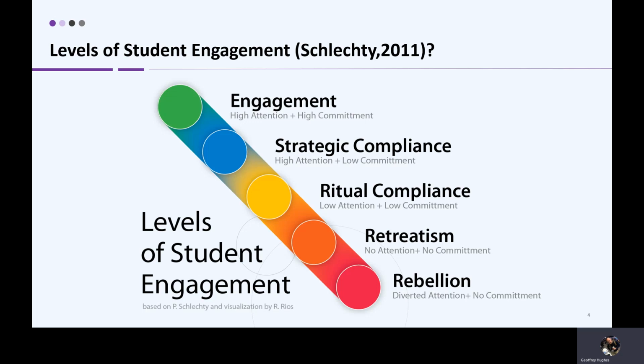high commitment. We can link these last three levels to some work done by other theorists, which we'll come on to in a sec. But we can class ritual compliance as surface level students, strategic compliance as strategic students, and engagement as deep level students.